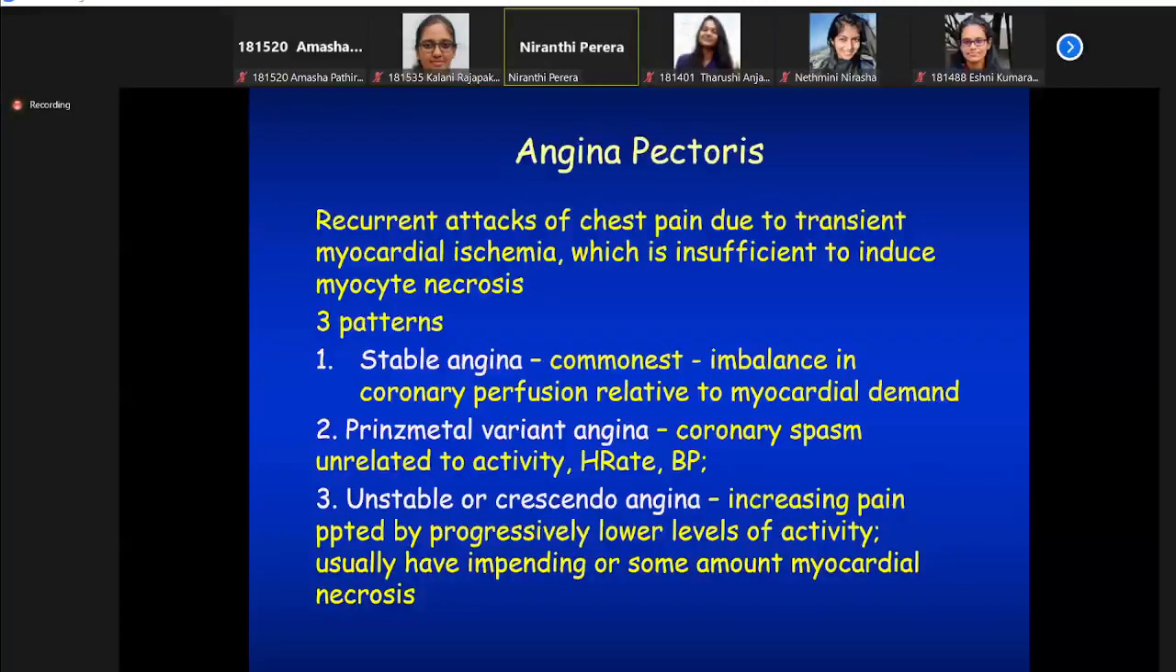So let's say in January the patient can climb the stairs. By April the patient cannot climb the stairs because he gets pain, and by June the patient is having very severe chest pain at rest. Okay, that's a kind of unstable angina. Actually, it may not be January, April, and June. It's variable. So crescendo means that it progressively increases, right?